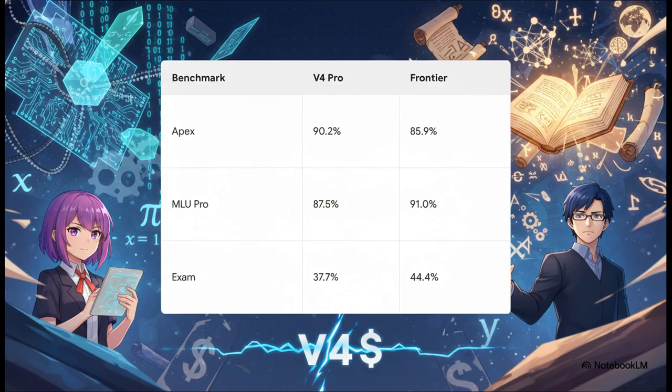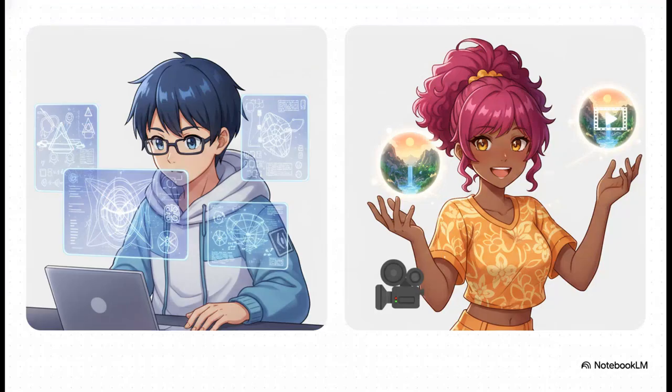On Apex, which is a really difficult STEM benchmark, V4 Pro hits 90.2%, edging out Claude Opus 4.6. But then you look at Emilio Pro and Humanity's Last Exam, and Gemini 3.1 Pro still decisively holds the lead. So the real story isn't that V4 magically beats every model everywhere. It's that an open weight model is competing near the very top in STEM and code for a mere fraction of the price. Of course, we have to talk about current limitations.